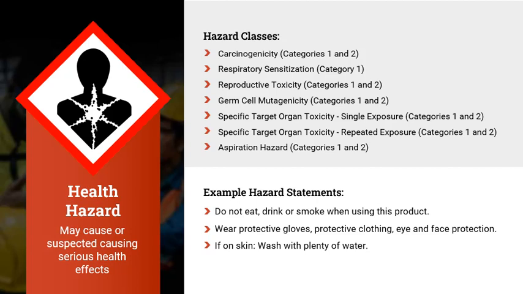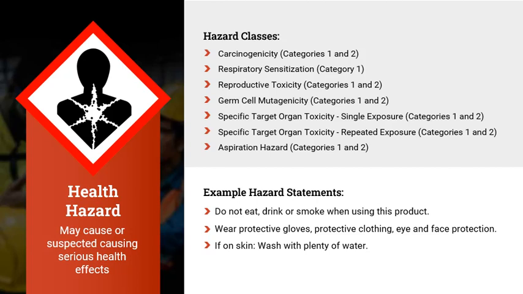Health hazard. May cause or be suspected causing serious health effects. Hazard classes: carcinogenicity, Categories 1 and 2. Respiratory sensitization, Category 1. Reproductive toxicity, Categories 1 and 2. Germ cell mutagenicity, Categories 1 and 2. Specific target organ toxicity, single exposure, Categories 1 and 2. Specific target organ toxicity, repeated exposure, Categories 1 and 2. And aspiration hazard, Categories 1 and 2.